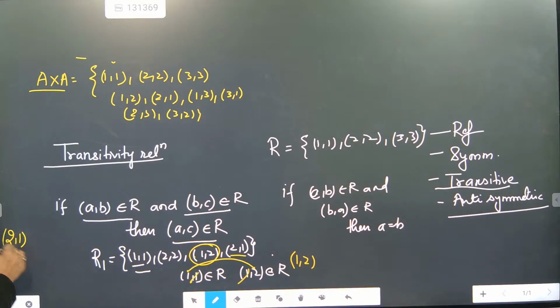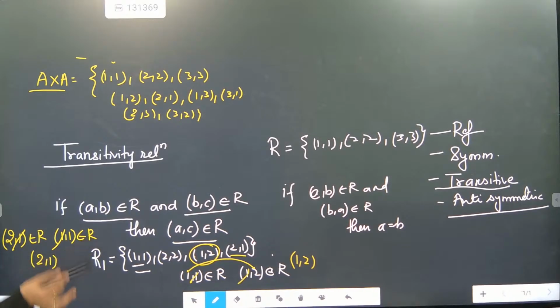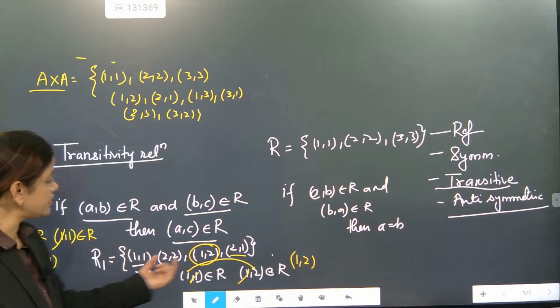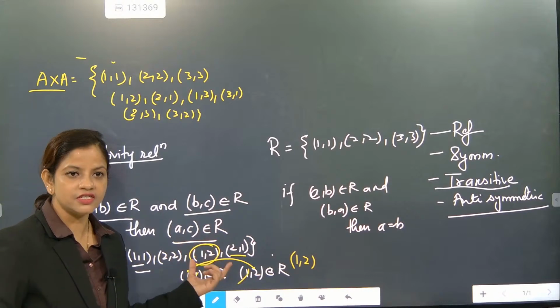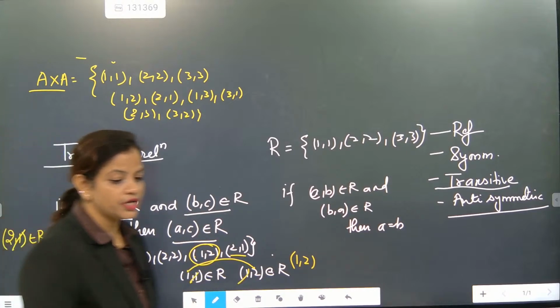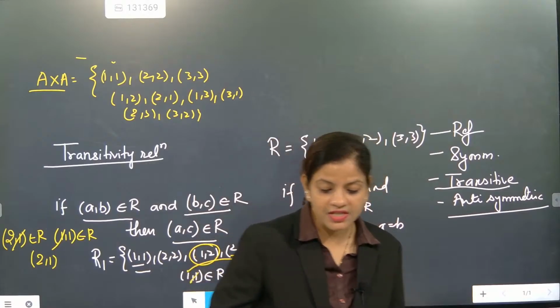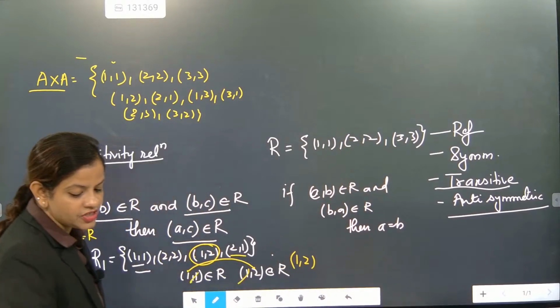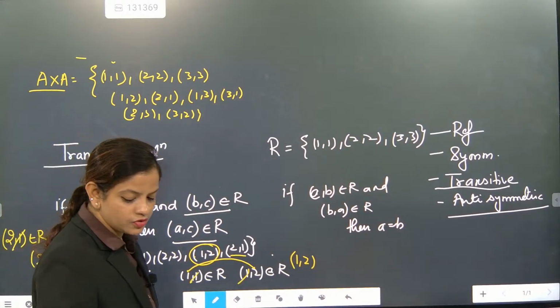2 comma 1 belongs to R. Correct? Now 1 comma 1 also belongs to R. Now this and this cancel. Then what is coming? 2 comma 1. Does 2 comma 1 belong to R? Yes. So this is the way. Last and first cancel, and the remaining pair, if present in the relation, means it is transitive. Transitive is the one that creates problems. If transitive is nicely understood, it will fetch nice fruits. I hope you have understood this one.